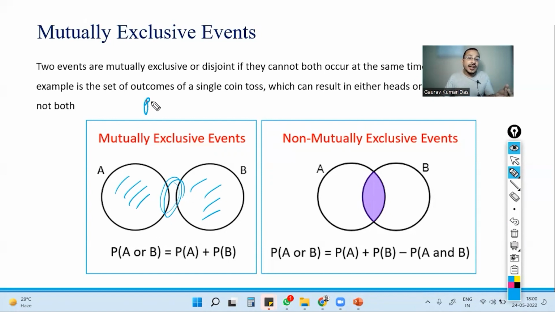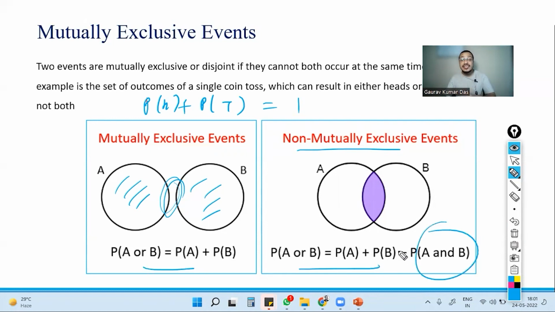What's the probability of a head or a tail occurring? Of course, we can add the probabilities and get the result, which is 1. Whereas for non-mutually exclusive events, which means that they do share some common ground, that is where my formula changes. That is where the concept of intersection comes in, because both of them share some common ground. If we want to find the total probability, we cannot simply do P(A) plus P(B), because we have added this intersection region 2 times when we added P(A) plus P(B). So I have to subtract the intersection once.